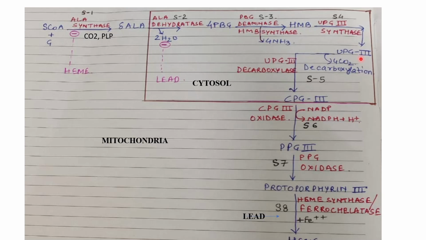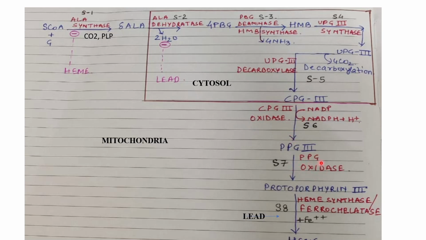Then again, CpG3 is converted to PPG, that is protoporphyrinogen 3. So, this is oxidative decarboxylation in the presence of an enzyme, coproporphyrinogen 3 oxidase. In the presence of oxidase, protoporphyrin 3 is being formed. Again, in the presence of ferrochelatase or heme synthase, iron is added to this porphyrin 3, and heme is formed. Again, this enzyme ferrochelatase is inhibited by lead.